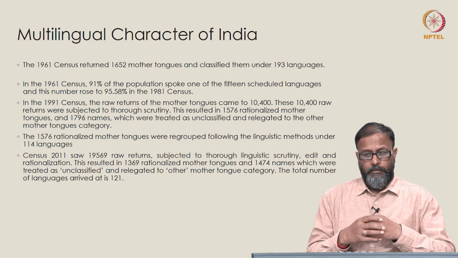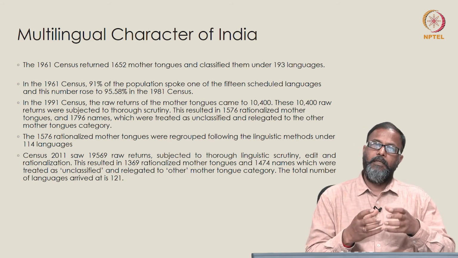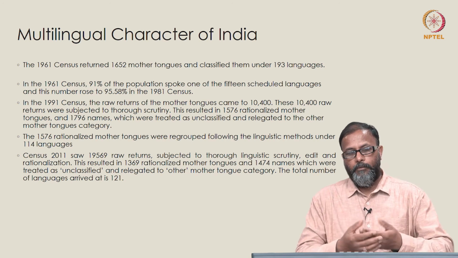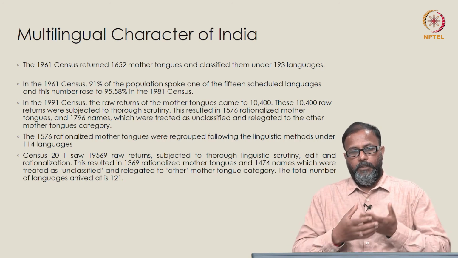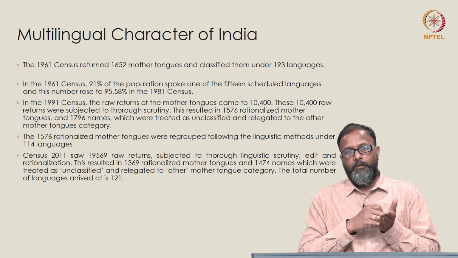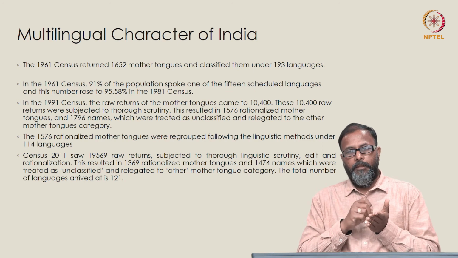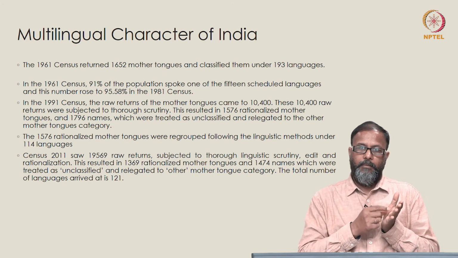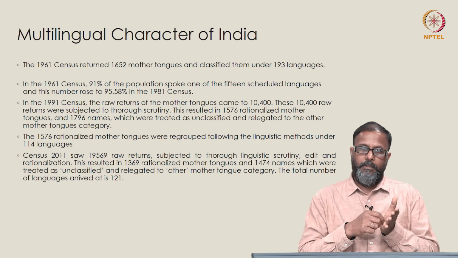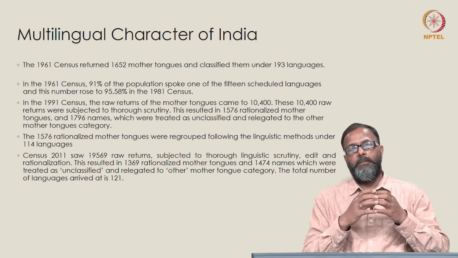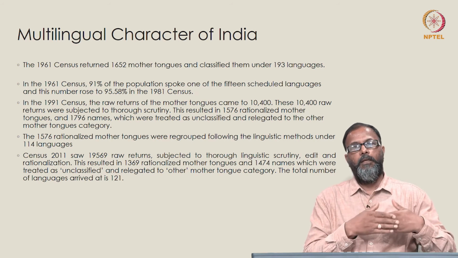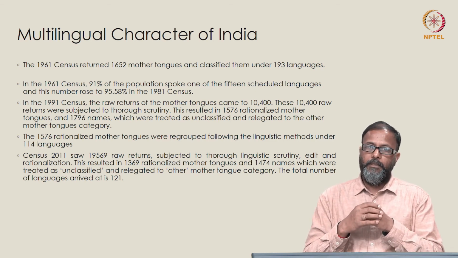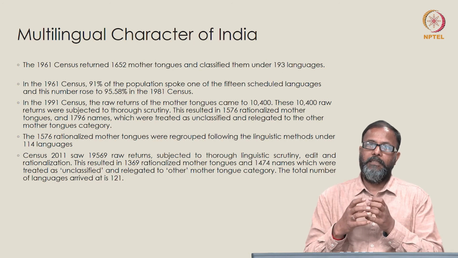Census 2011 has 19,569 raw returns. What is this raw return? When the enumerators and the census people come to us, we give the name of our mother tongue. There is question number 10 in the census form, and you fill in your mother tongue. So all these speakers, without any categorization and suggestion, give the label, the name, the designation, and it is entered. That is a raw return without any scrutiny. It is subjected to scrutiny and processing only after the data are collected. So if you look at the raw data, the number returned is 19,569. Can you believe?